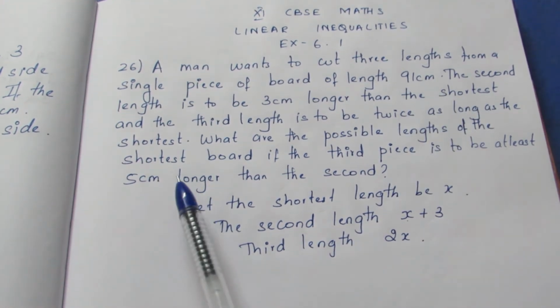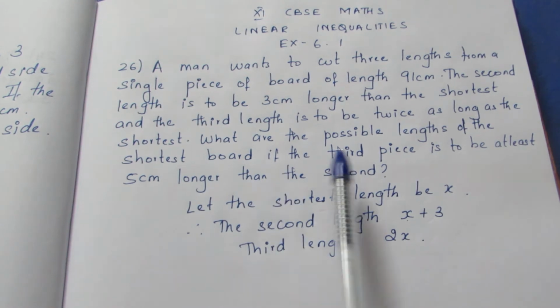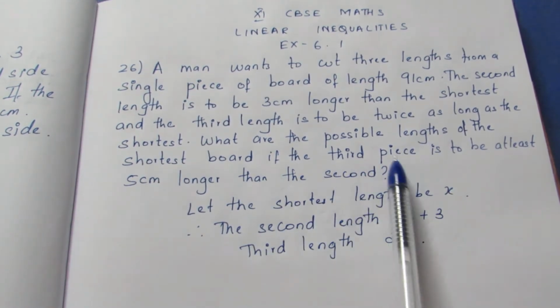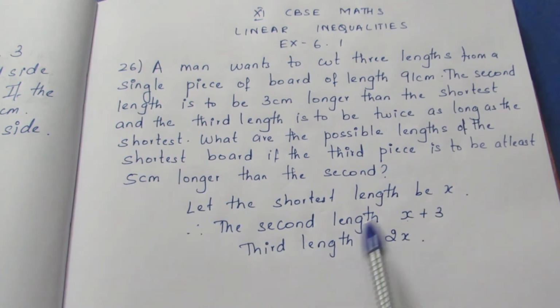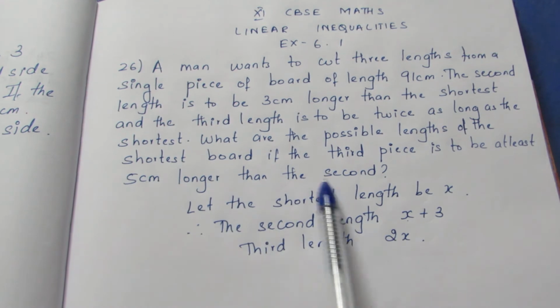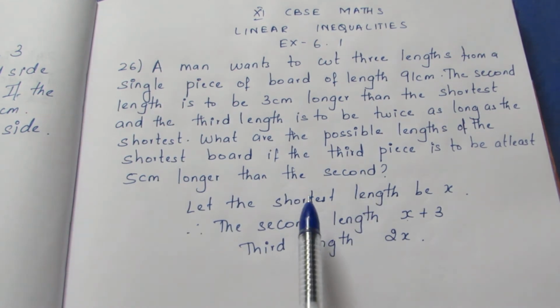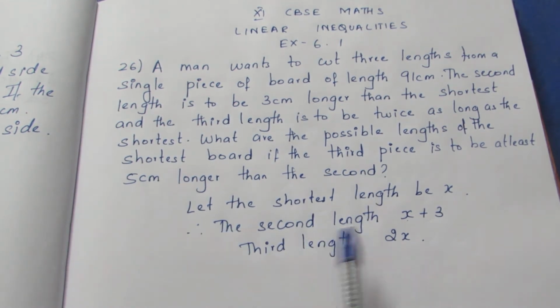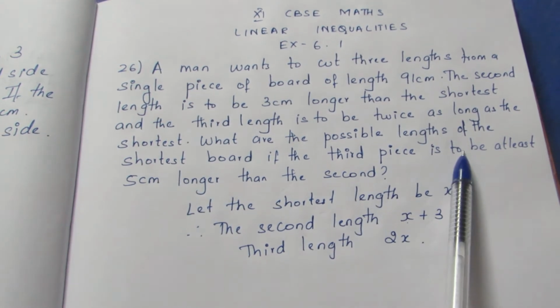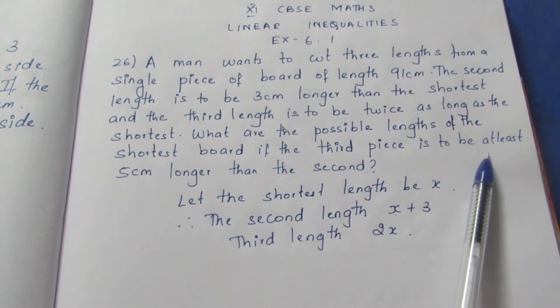The other thing is the shortest board. What are the possible lengths of the shortest board if the third piece is to be at least 5 centimeter longer than the second one? At least means that length or more than that length.